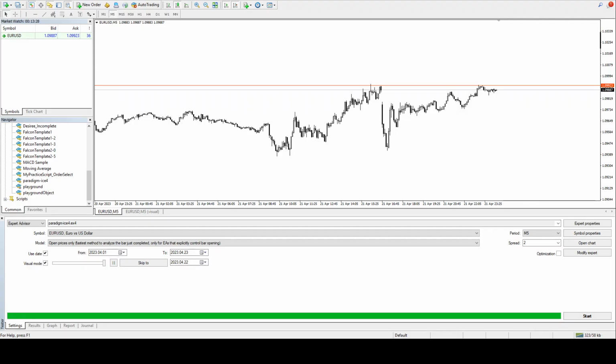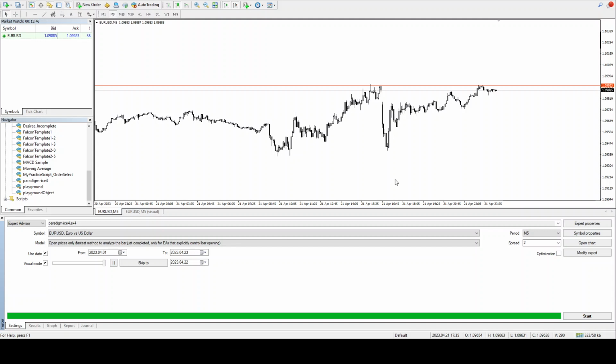Okay, so I'm back on MT4. This is the EA, Paradigm Ice. MT4 allows you to backtest or do an automated backtest of your strategy. You can convert your strategy into an EA to run a backtest, or there are different ways you can do this. But you need to know how to code basically in MQL4 to be able to do this.